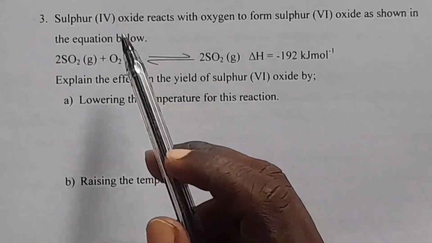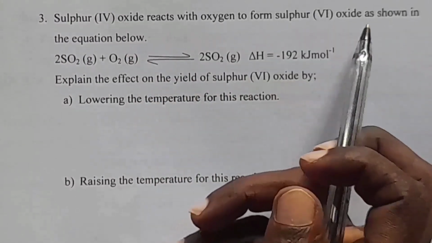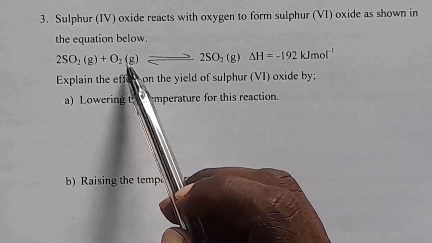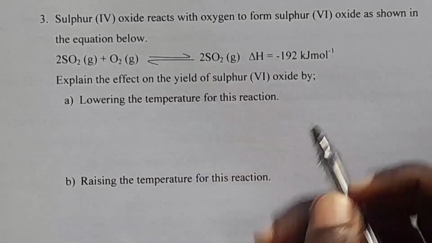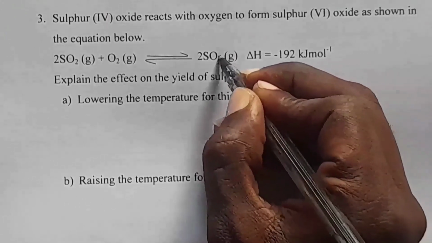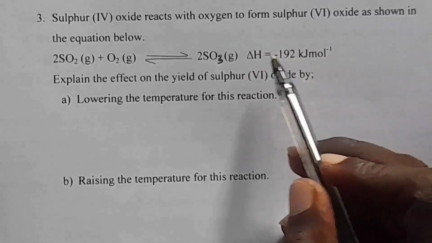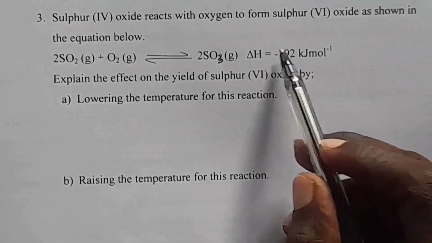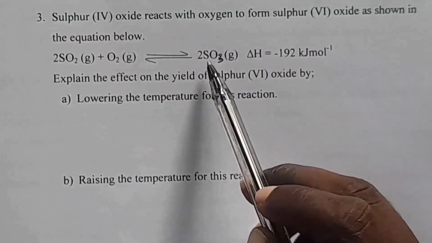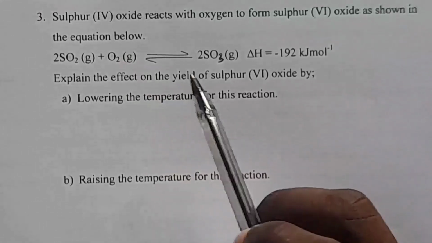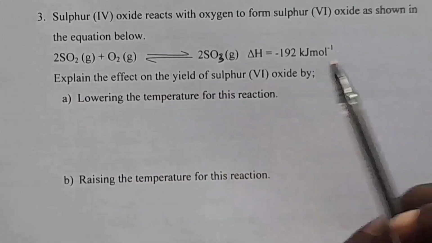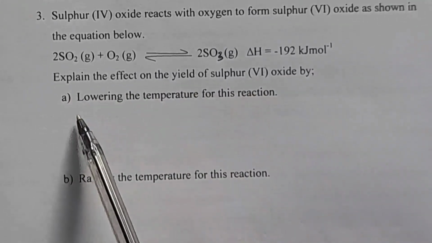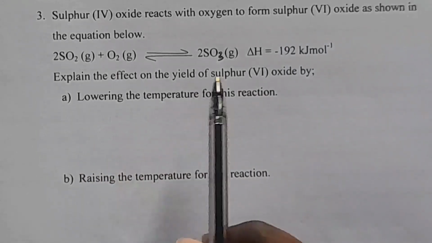Example 3, we are told sulfur dioxide reacts with oxygen to form sulfur trioxide as shown in the question below. We have 2 moles of sulfur dioxide gas plus 1 mole of oxygen gas, giving us now 2 moles of sulfur trioxide gas, and the enthalpy change for this reaction is negative 192 kilojoules per mole. So this is an exothermic reaction, that is the forward reaction. That means the backward reaction will be an endothermic process. We are told to explain the effect on the yield of sulfur trioxide of lowering the temperature for this reaction. Lowering means decreasing the temperature.